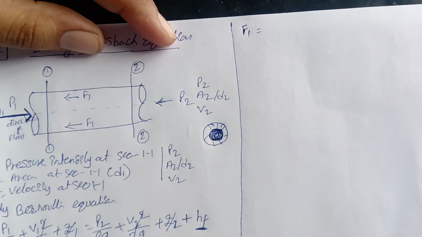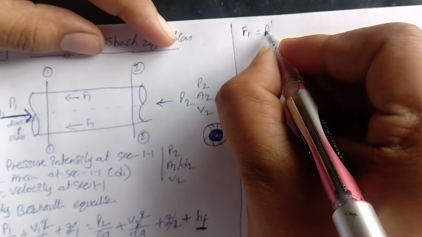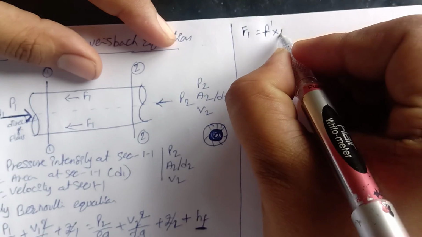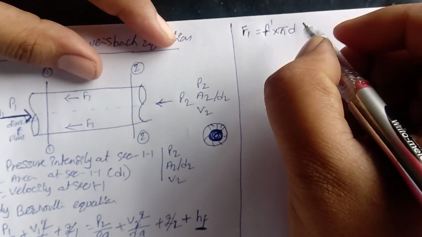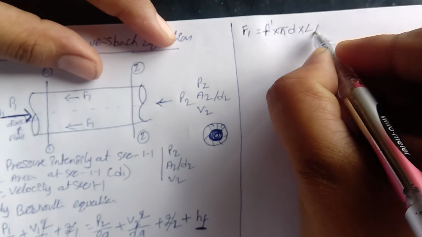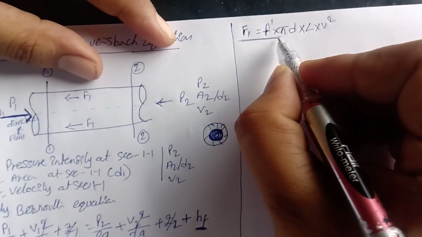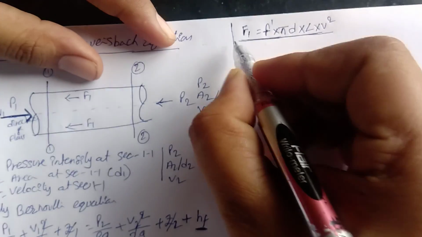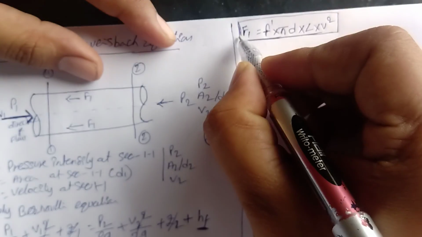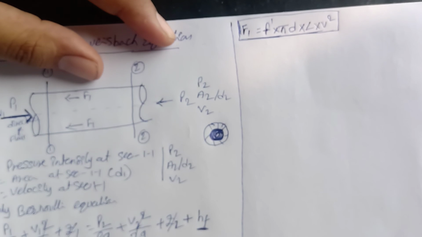So F1 is equal to F dash into pi d, the diameter, times the total length of the pipe L, into velocity square. Remember this formula: F1 is equal to F dash pi d L into V square.